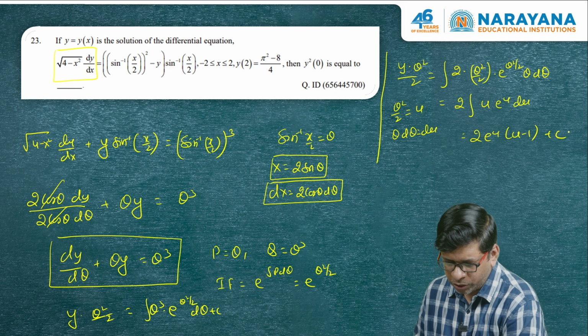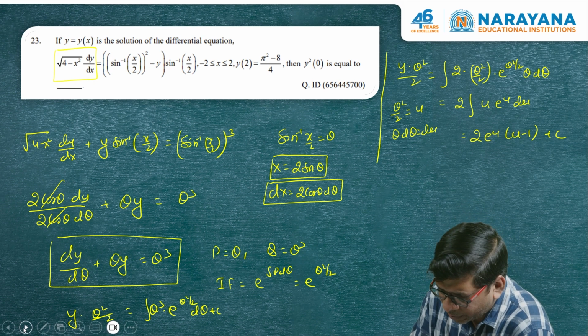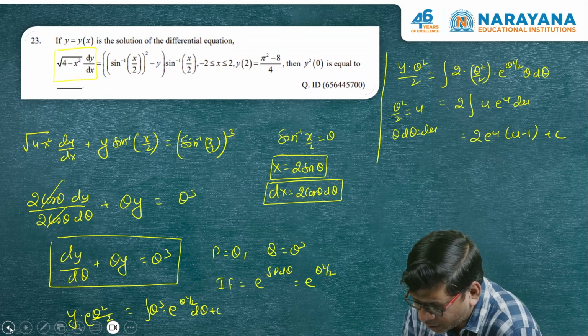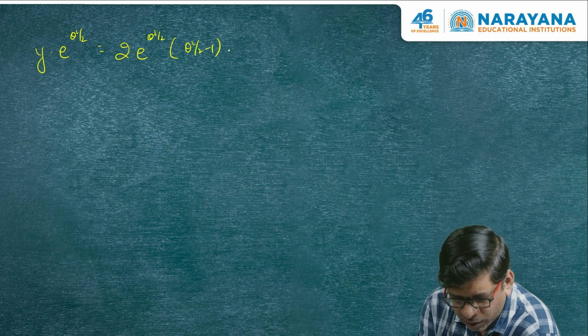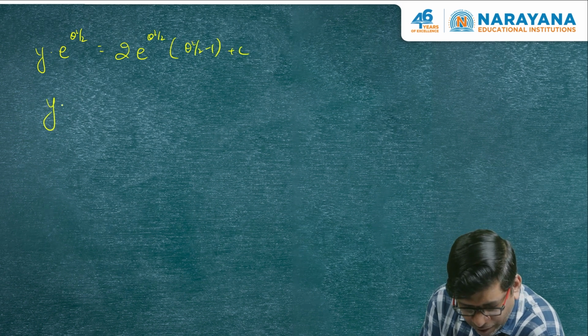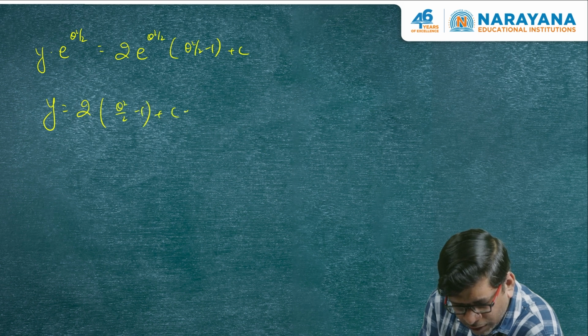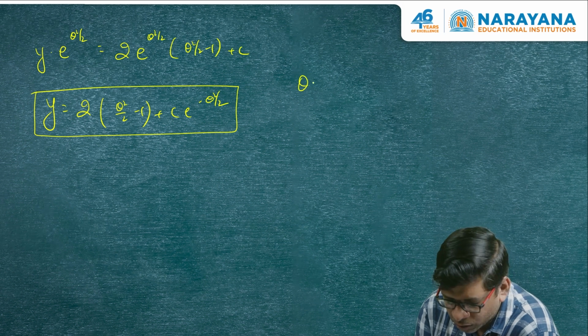What is u? u is theta squared by 2. So we can use that substitution. So this becomes y times e^(theta squared by 2) equals 2 e^(theta squared by 2) times (theta squared by 2 minus 1) plus c. Or we can say y equals 2 times (theta squared by 2 minus 1) plus c e^(minus theta squared by 2). What is theta equal to? Sin inverse(x by 2).